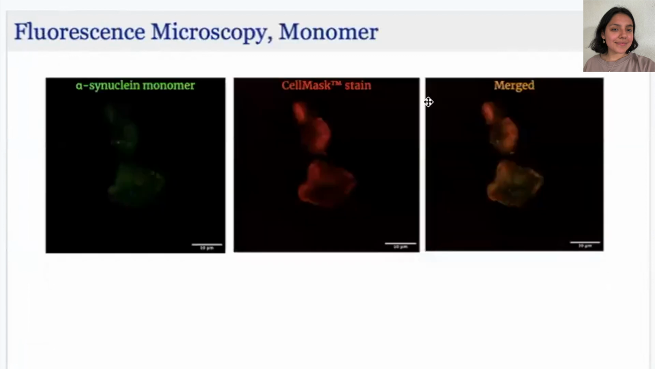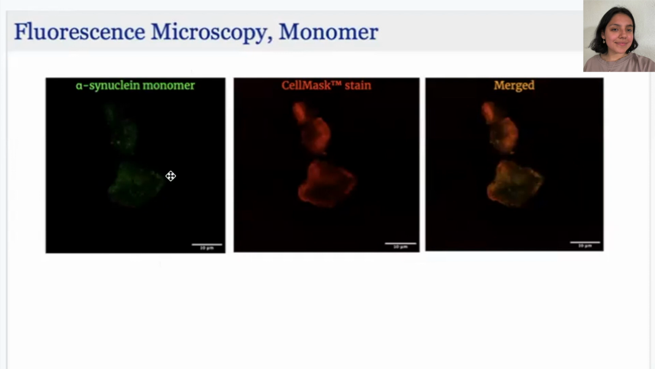And then more importantly are the fluorescence microscopy results. In the green, it is the synuclein uptake. Here's the monomer, and the red is the CellMask stain. So it makes sure when we merge it that the monomer or the fibril that we're seeing is actually within the cell. It's not just extracellular. And this little white bar at the right is 10 micrometers, just to see how big the cell is.